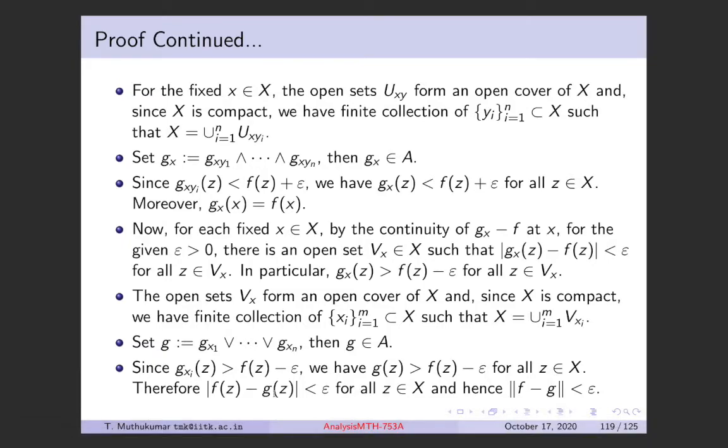So this G was picked as an element of this A, right? That is how we picked it. So that completes this proof. So if you have a subset which is a subspace, which contains the constant function 1 and hence all the constant functions, which separates points and is also a lattice, then that is a dense subset of the space of continuous functions.